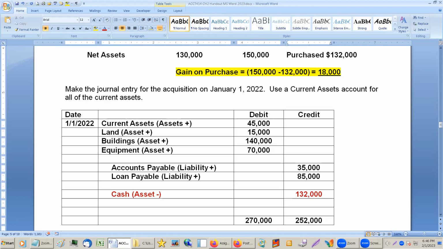And we still need to put what on the books? The gain. The gain, and it's going to go on as a credit. And this is the strange one. In the past, this was a huge no-no. But now we put a gain on the books on a purchase. Cool, and now we've changed this.